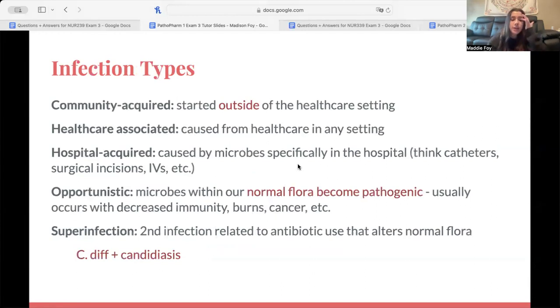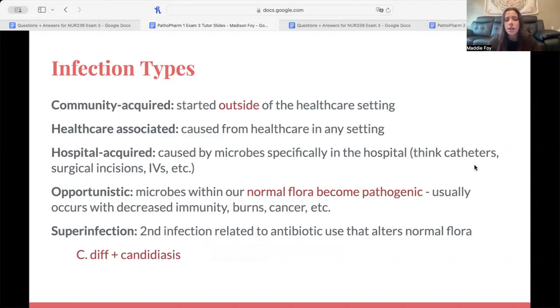Alrighty, the different kinds of infection types. First is community acquired. These are most infections that you and I would get. This is strep throat from school or just any kind of infection, maybe pink eye that you just get and you might go to urgent care and get it treated. So these start outside of the healthcare setting altogether.